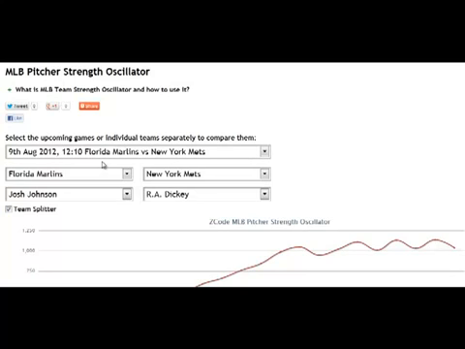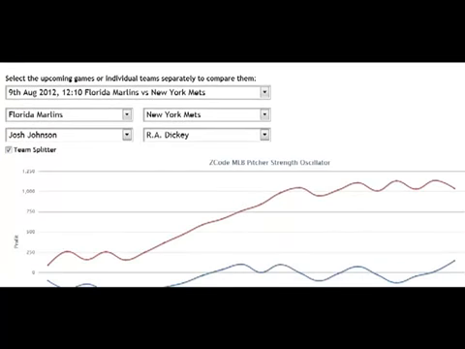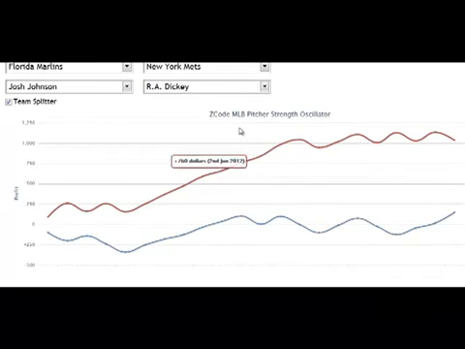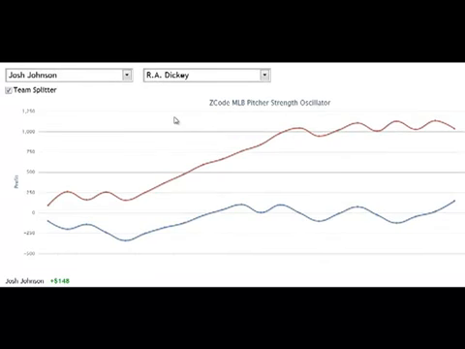So this is an example of a game between the Florida Marlins, which is also referred to as the Miami Marlins lately, and the New York Mets. The pitchers are Josh Johnson and R.A. Dickey. Now the red line is for R.A. Dickey and Josh Johnson is the blue one. You can see that both pitchers are relatively stable. However, Josh Johnson is always around break even. You can see that his graph is hanging around the zero line all the time.